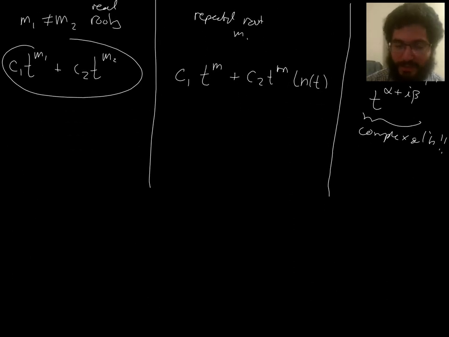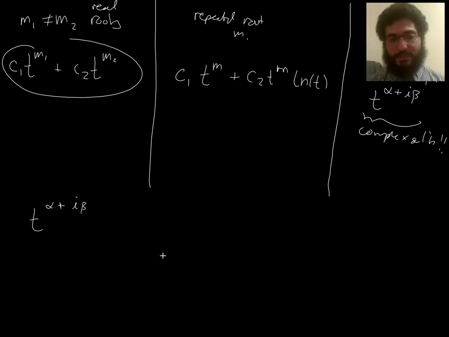What in the world is t to the alpha plus i beta? What does this even mean? t to the alpha plus i beta. So just appreciate for a moment how weird this might be. Like if alpha is 0 and beta is 1 and t is 2, I might be looking at 2 to the i power, right? What does that even mean? It's kind of weird if you haven't seen it before.